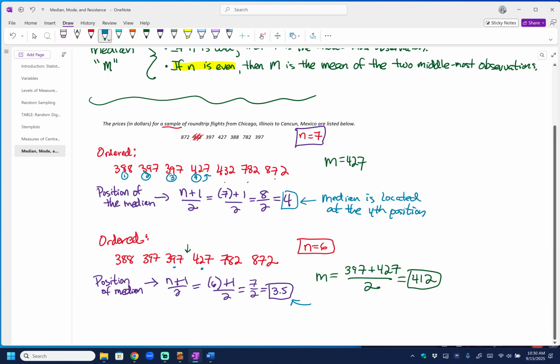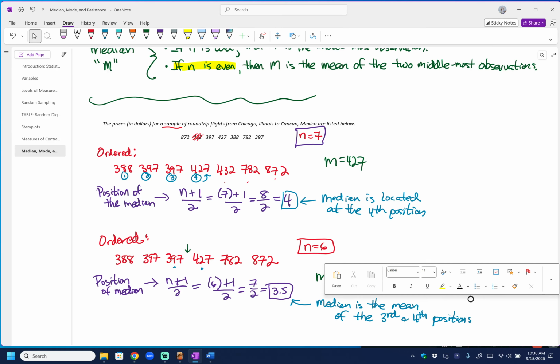So 3.5 happens to be between 3 and 4. Anytime you get a decimal value for this formula, you're always going to take the mean of the numbers that are below it and above it position-wise. I'm going to write that out. So the median is the mean of the third and fourth positions, the value below and the value above it. This doesn't say anything about the value of the median. It just tells you how to find the actual median itself.